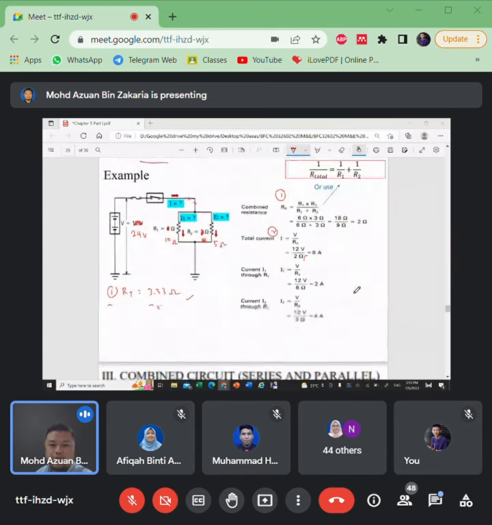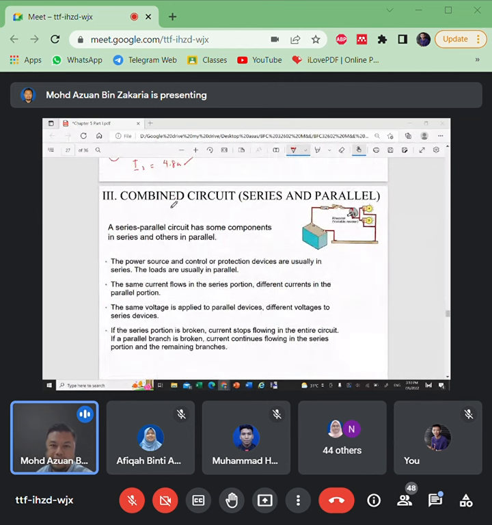Okay, we will move to the next one, which is a combined circuit. After this, we rest and then we do exercises again. Okay, we continue a little bit. A series-parallel circuit has some components in series and others in parallel. So basically, it is a combination. Some of it is series, some of it is parallel.